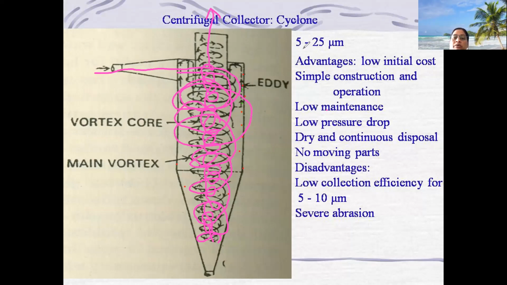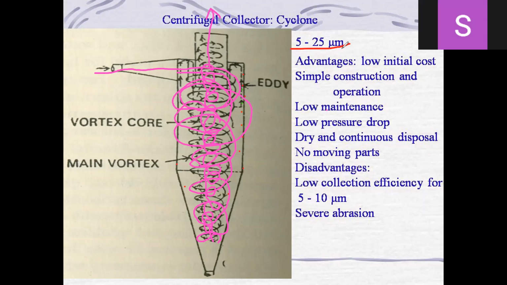Now we will talk about the highlights of this particular cyclone separator. The first highlight is that it is applicable for 5 to 25 micron size particles. The earlier one, the settling chamber, is applicable for particles greater than 50 microns, and its efficiency is lower than the cyclone separator, and hence the cyclone separator works for 5 to 25 micron diameter particulate matter. It is also applicable for dry air. There are also no moving parts in this.